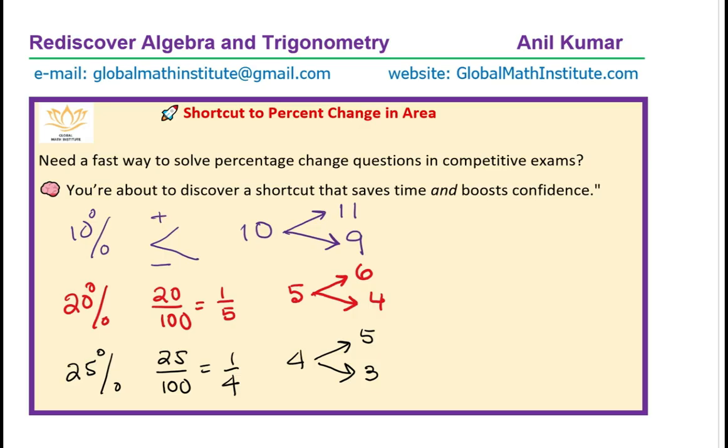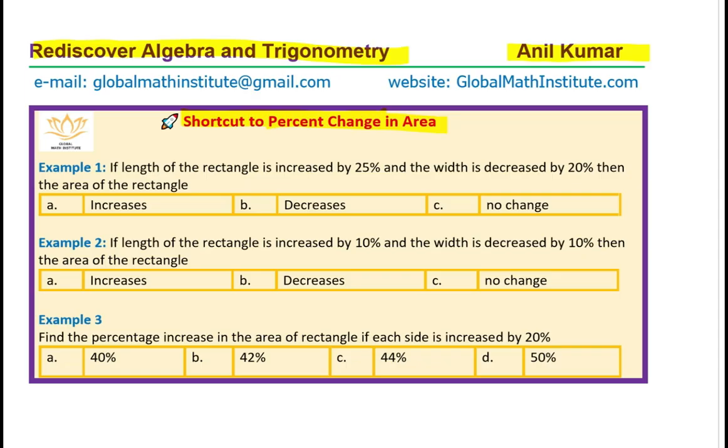So the values shown here indicate initial values, your initial starting values. Whenever a 10% increase or decrease is given to you, take the length as 10. If a 20% increase or decrease is given, work with 5. For 25%, work with the number 4. That's the key. Great. Now let's look into the examples at hand.